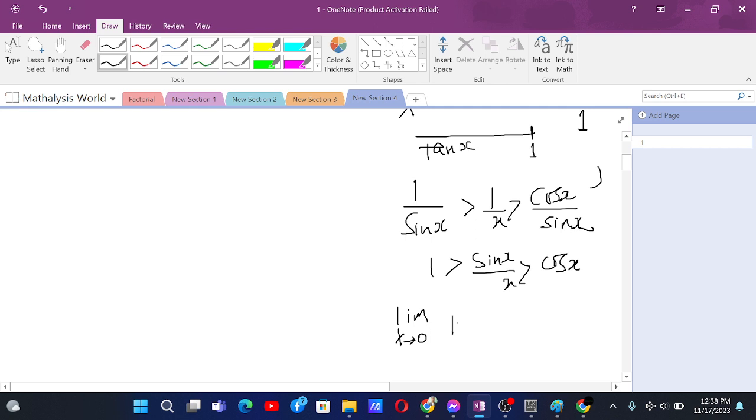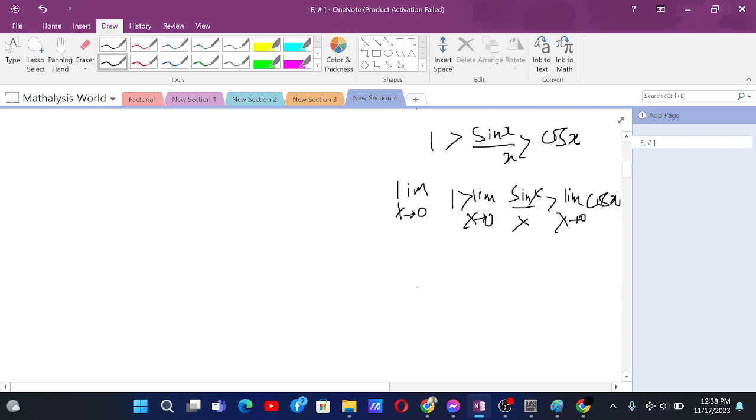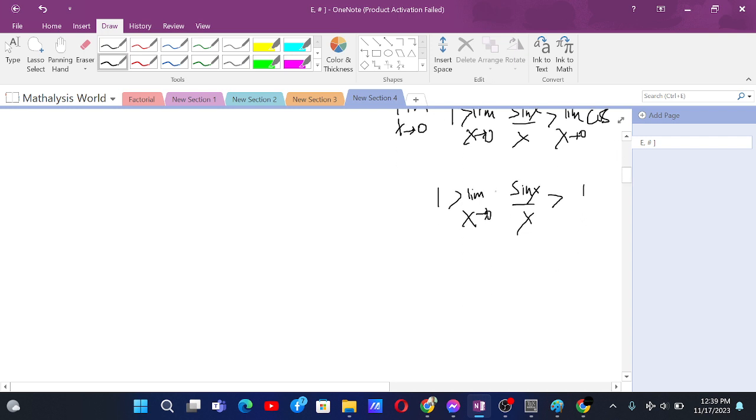As x tends to 0, 1 is greater than the limit x tends to 0 of sin x by x, which is greater than the limit x tends to 0 of cos x. Now this is 1, this is the limit x tends to 0 of sin x by x, and this is also cos 0, which is 1. So by squeeze theorem, this should also be 1. Limit x tends to 0 of sin x by x equals 1.